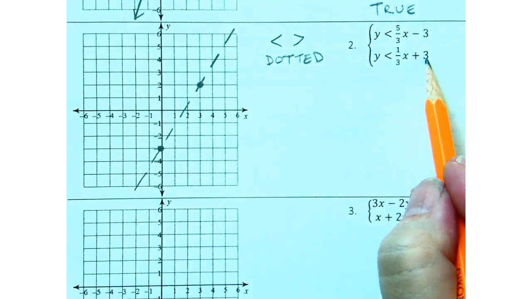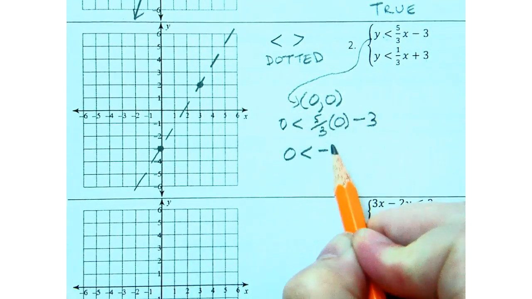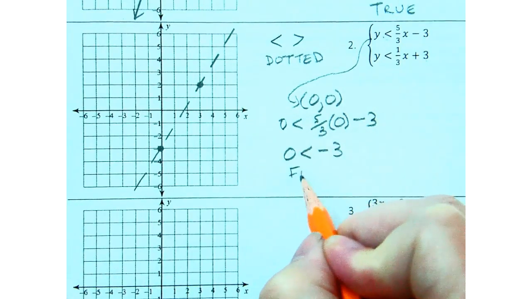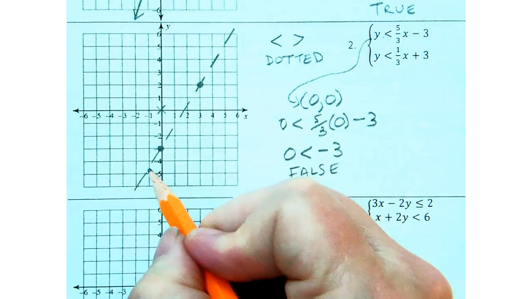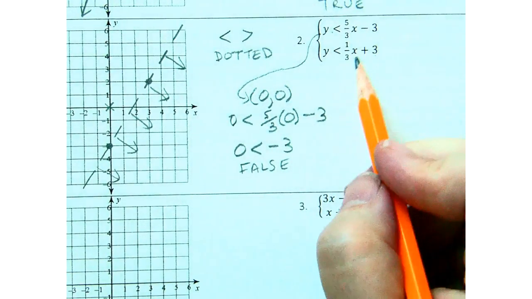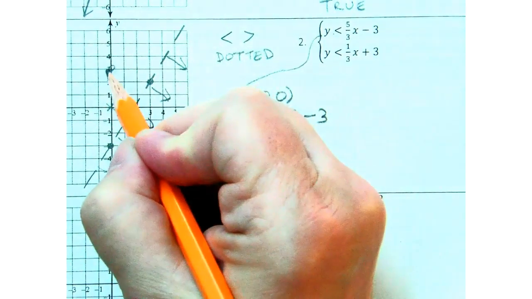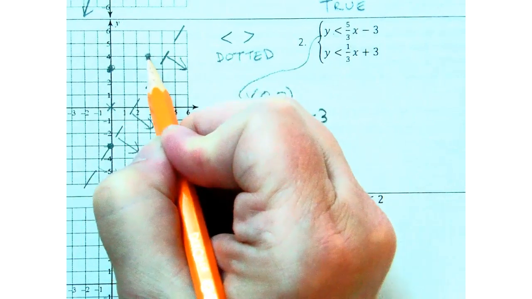Now test the point 0, 0. 0 is less than negative 3 is a false statement. Draw an arrow away from 0, 0. The second line begins at 3. The slope is up 1, right 3.